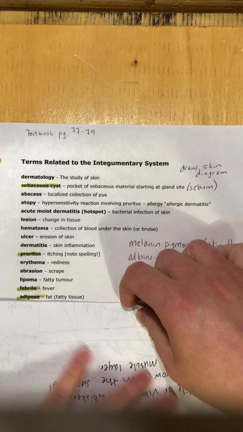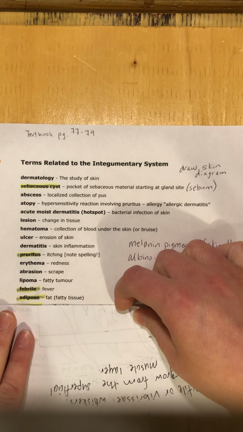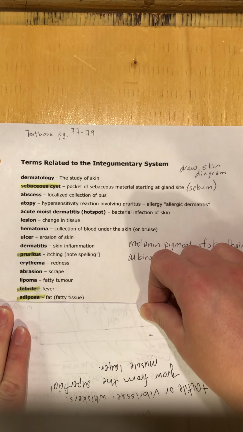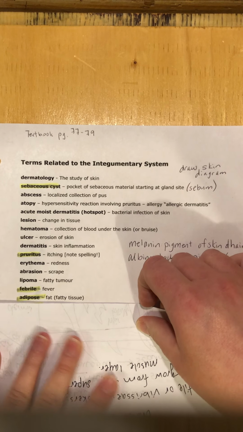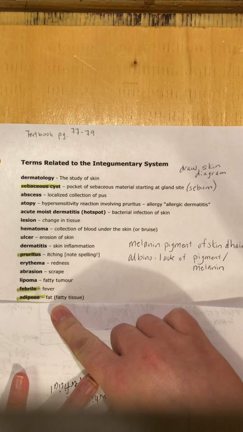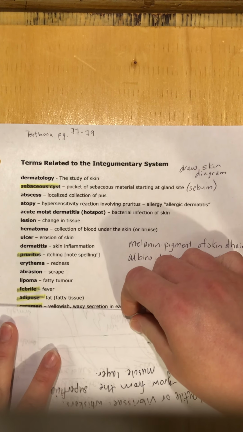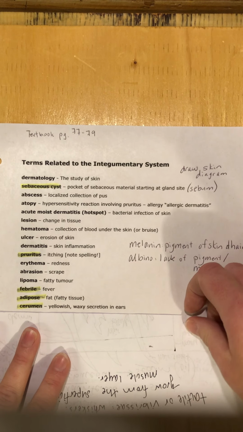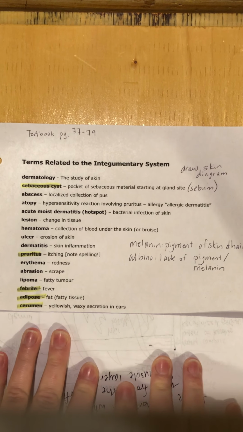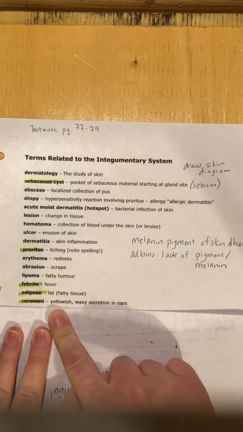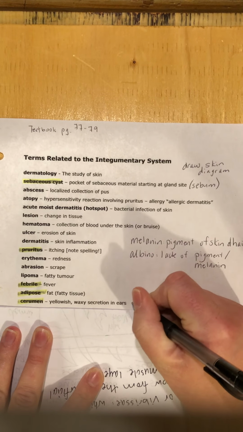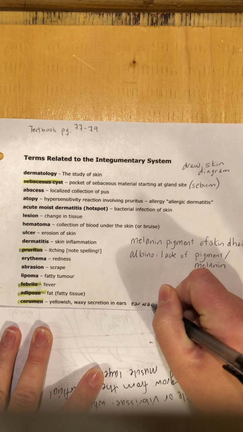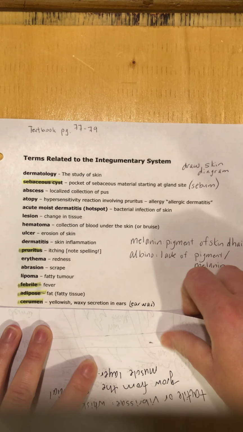Febrile means fever. We know that already from our term sheet. What are two other terms for fever? It's pyrexia and hyperthermia. And then adipose is the medical term for fatty tissues. Oh, cerumen's a special one. Cerumen is like a modified type of sebum. It's earwax, right? A yellowy, waxy secretion in ears, earwax, is cerumen.